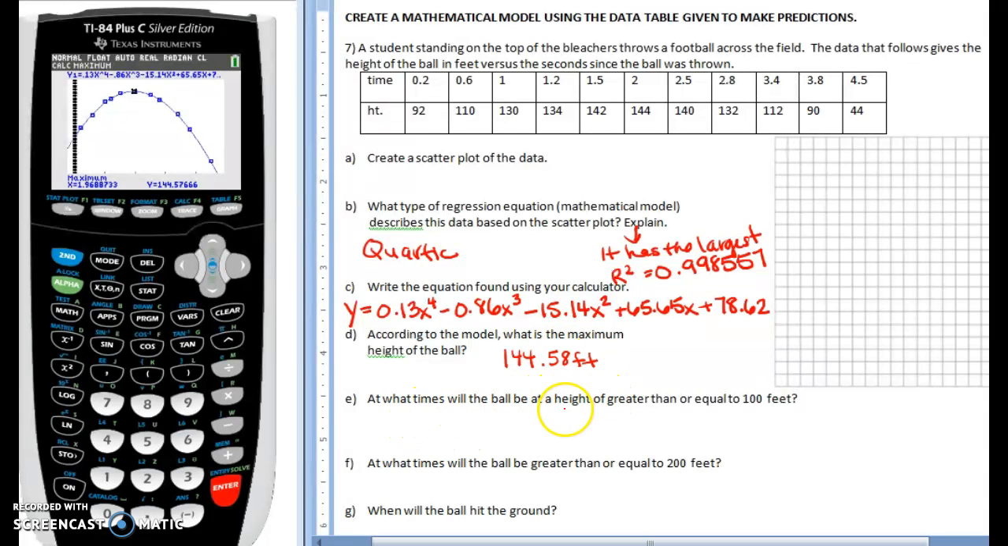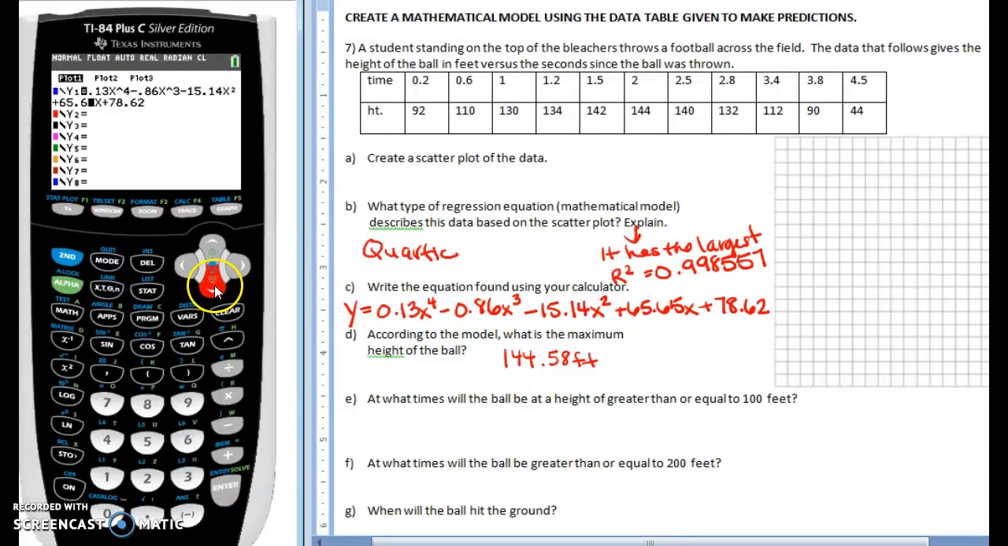At what times does the ball have a height greater than or equal to 100? Since 100 is a y value, you're going to hit y equals, go to another y value, and type in 100. Then you hit graph. You should see a line for where 100 is, and it wants to know when your graph is greater than 100. So we need to find the intersection points for each.